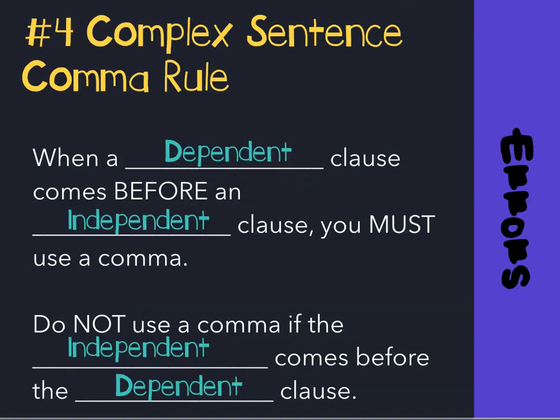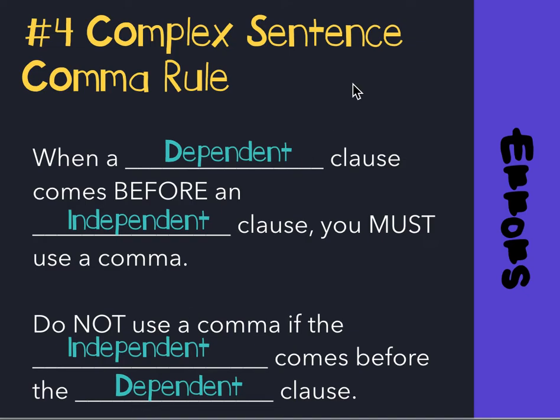The last type of sentence error that we need to talk about doesn't have a name necessarily, but it's the comma rule that goes with complex sentences. We've talked about this already, so I'm not going to talk about it for super long. You just need to know that when you have a complex sentence, you need a comma when the dependent clause comes before the independent clause. If the independent clause comes before the dependent clause, you do not use a comma.